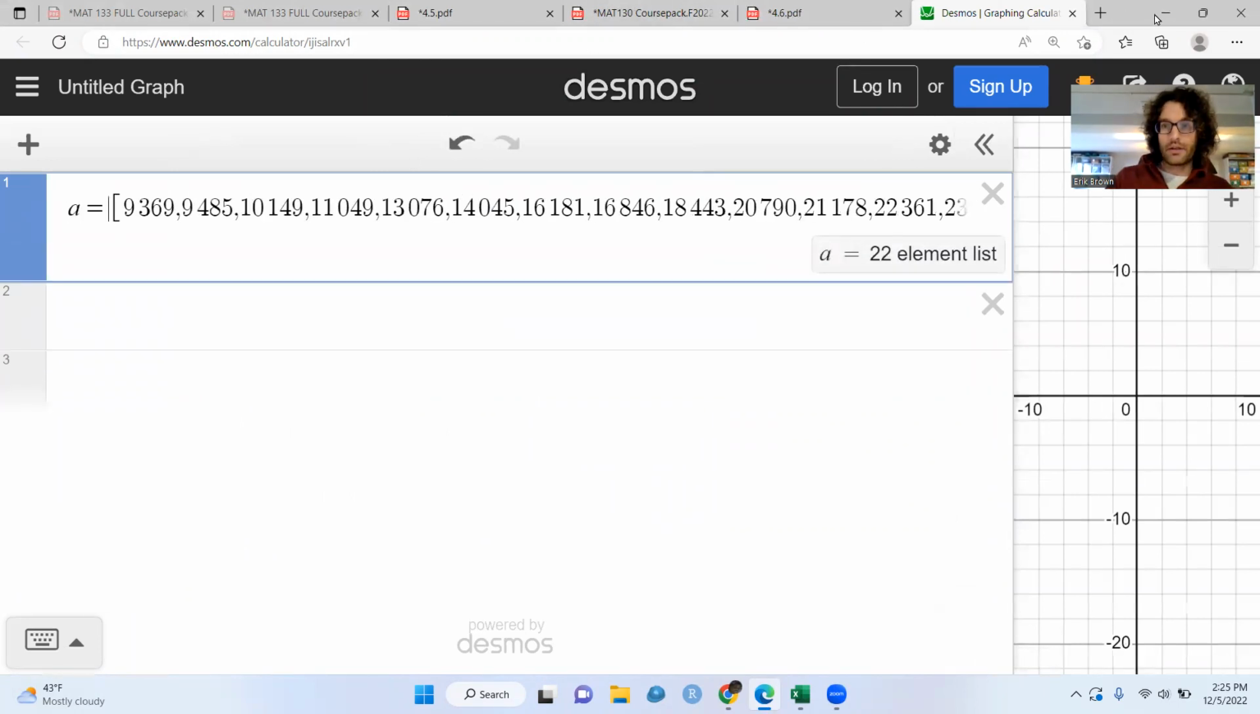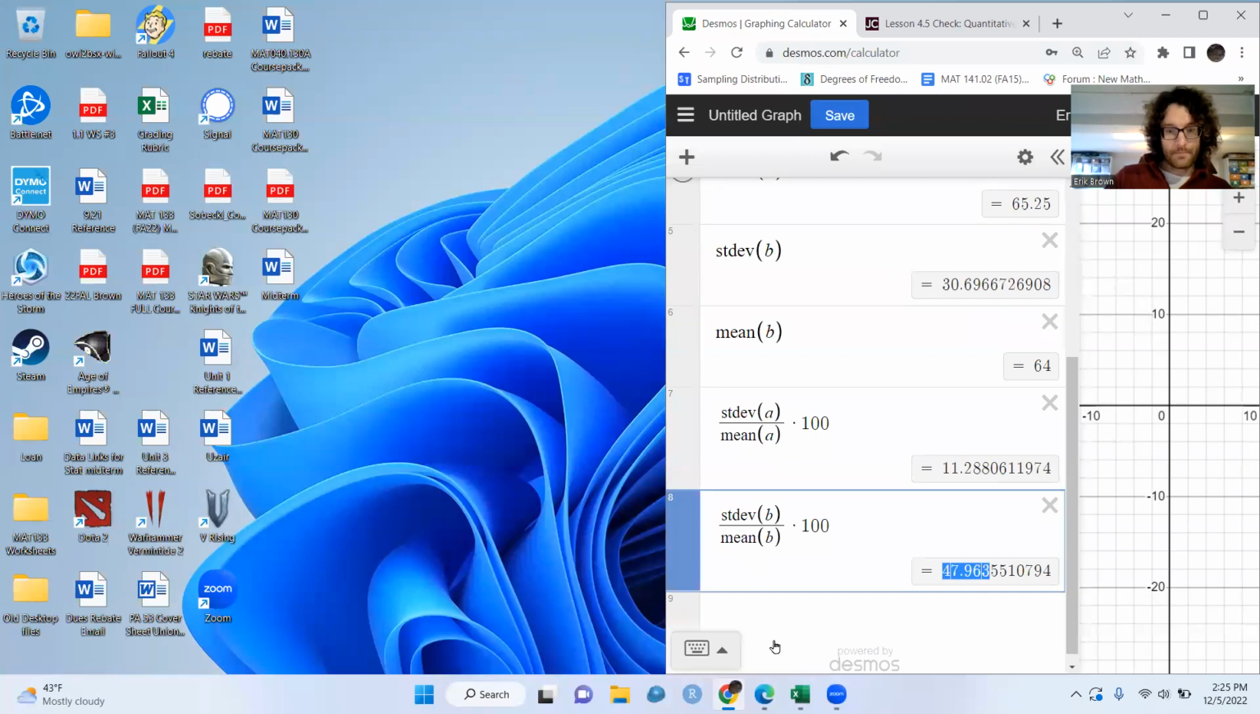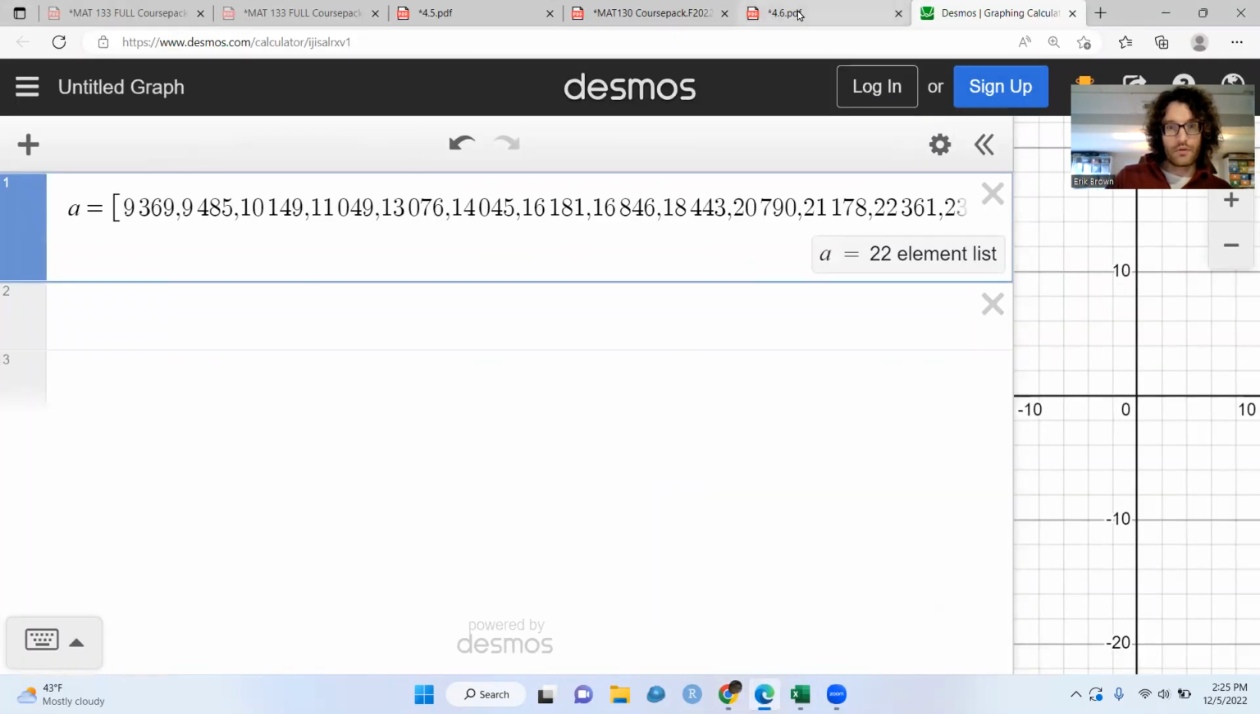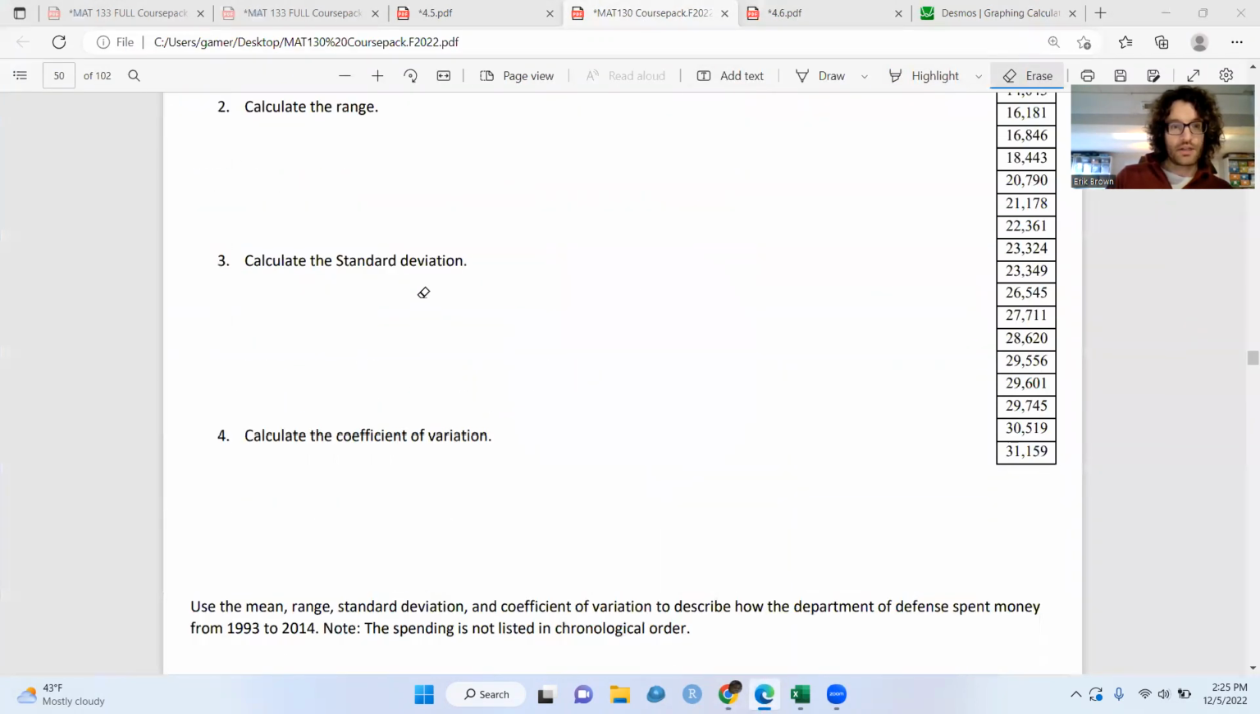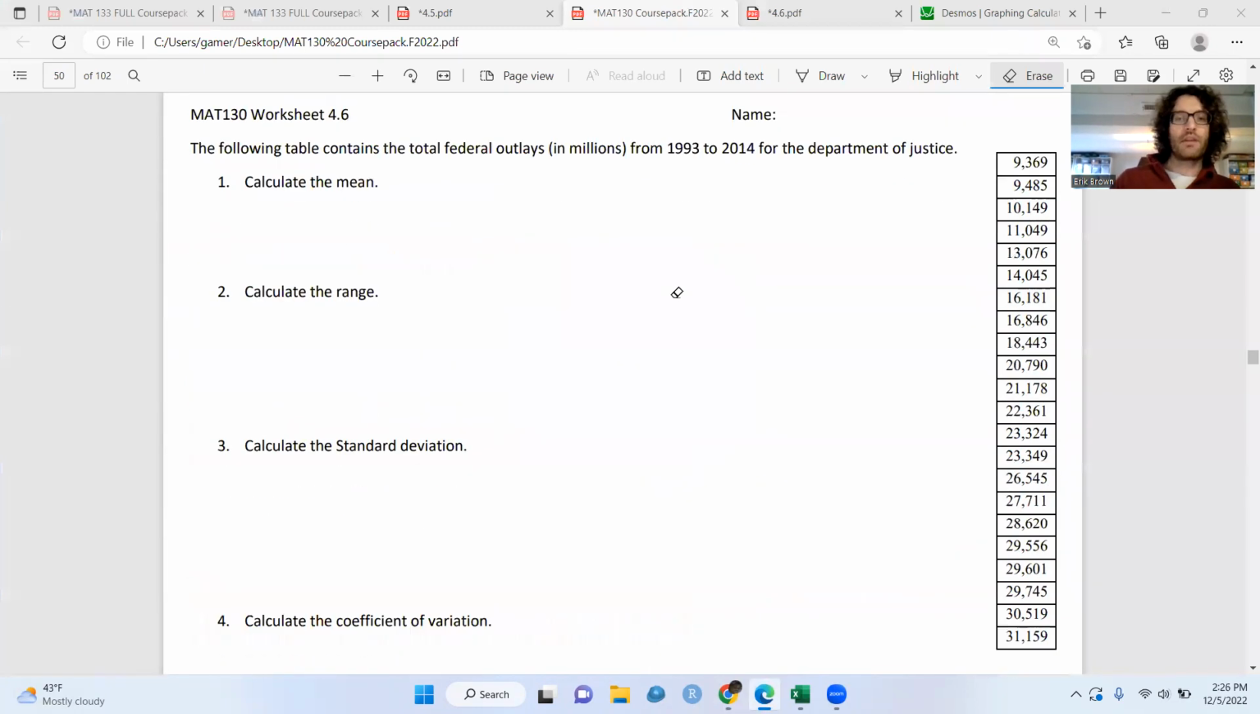And you're to calculate the mean, the range, the standard deviation, and the coefficient of variation. Okay, so let me give you 5 minutes to put that together. Set a timer for 5 minutes.